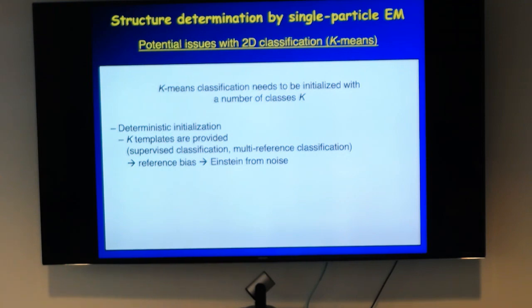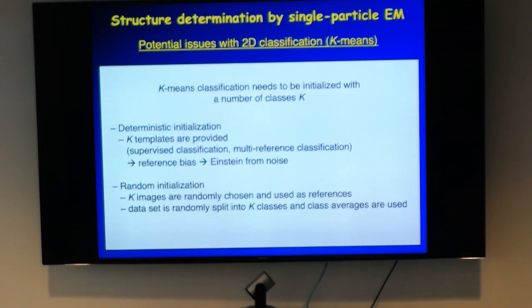So rather than the deterministic initialization, you can do random initialization where you don't give the references. You basically just tell the program, okay, I want to have 100 classes, and then the program goes and randomly selects 100 raw images and uses these as a beginning. Alternatively, the program randomly distributes all the particles into 100 classes, calculates averages, and then uses those averages as the initial templates. They're going to look horrible, but there will be tiny differences, and that's a fairly unbiased way to start a classification. So that's a better way to start.